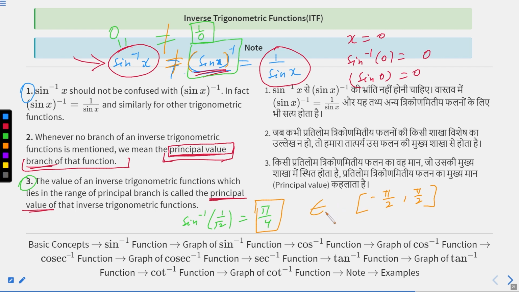Then the principal value. So the value in the range of principal branch is called the principal value. So we say this is the principal value. I hope that you now understood what we mean by the third point. Now let's move to the next.